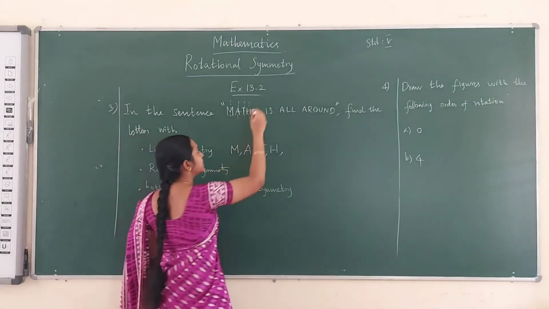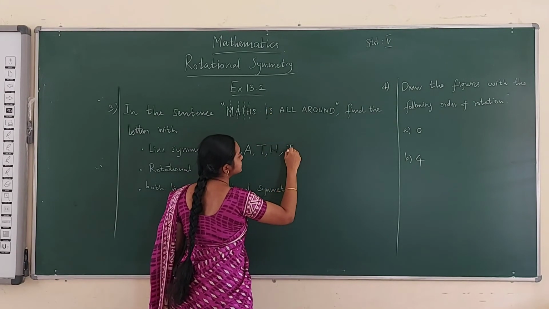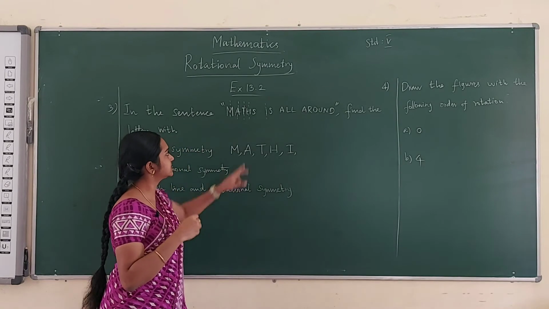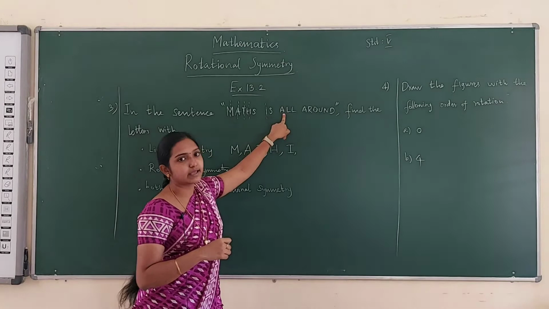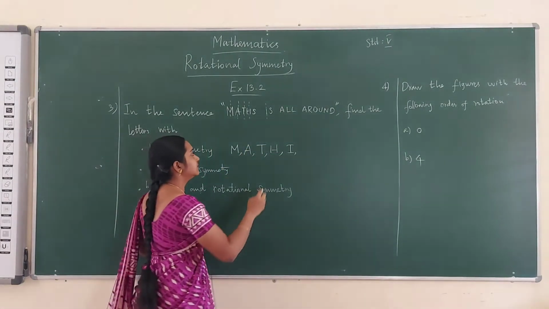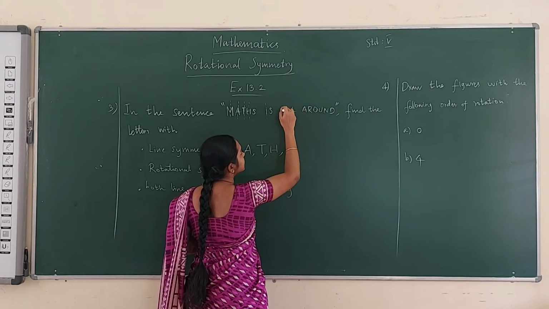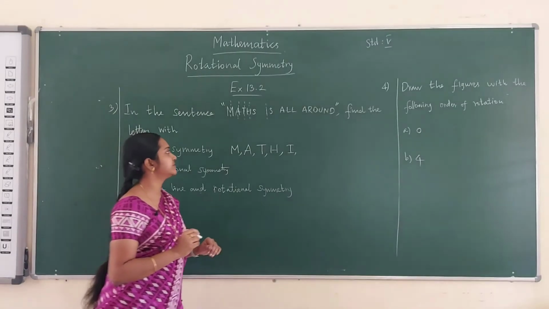Next, I. Draw a line. It looks the same. So I is having line symmetry. Next, it is again S. It is not having line symmetry. Next, A. A is written already. L. If we draw line, it is not looking the same. So L is not having line symmetry.